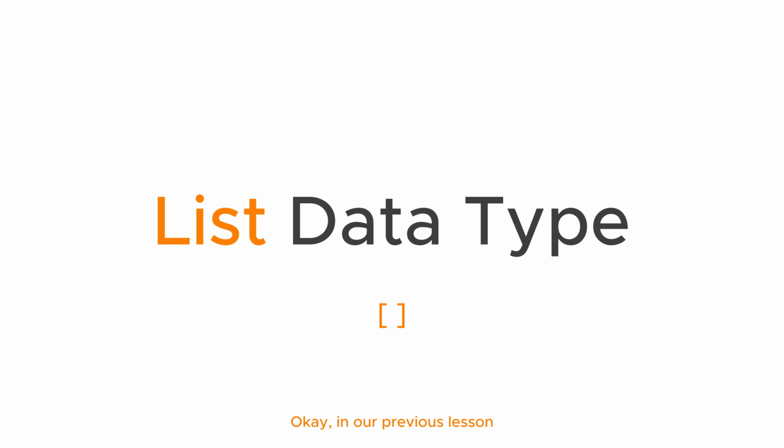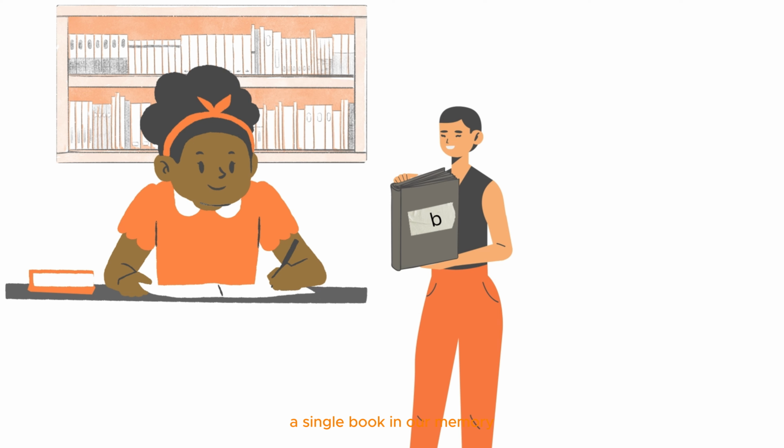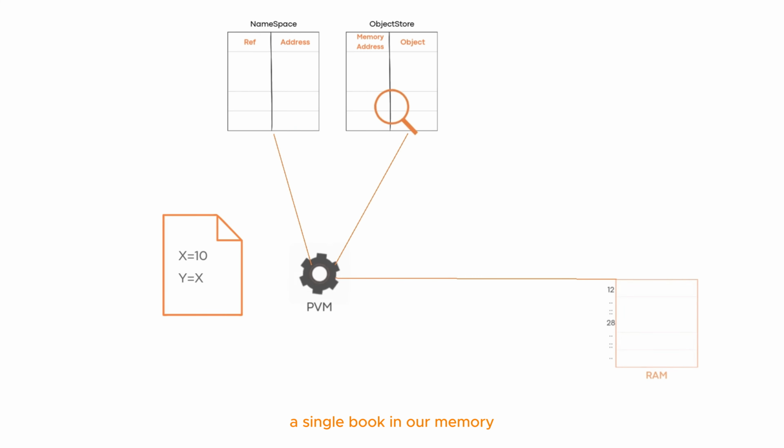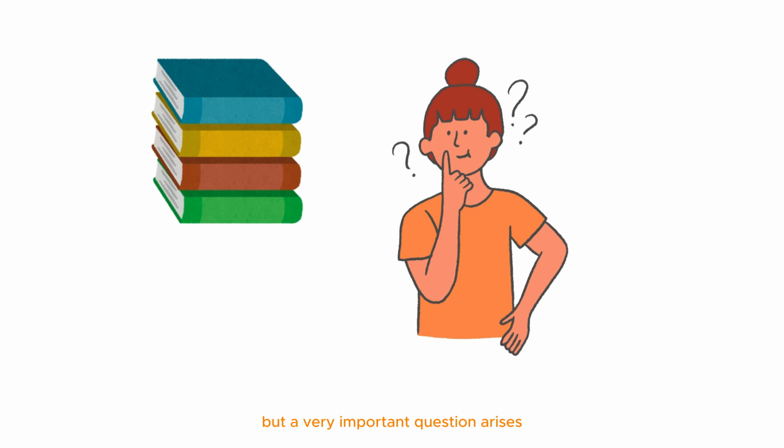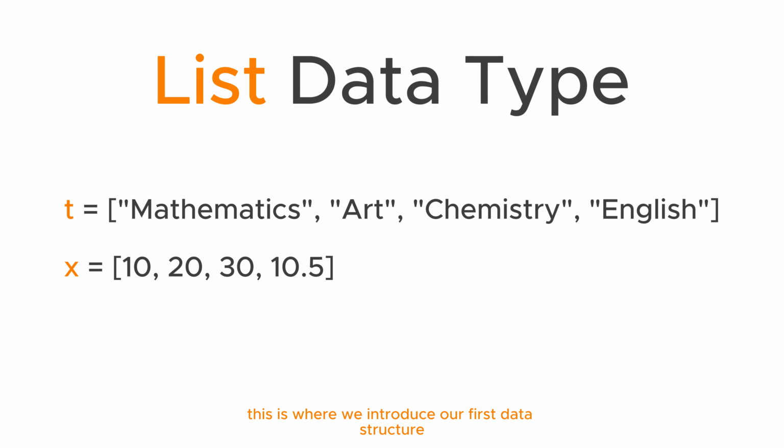Okay, in our previous lesson, we learned how to store a single piece of data, a single book, in our memory, our library. But a very important question arises. What if you want to store a collection of different items together, all under a single name? This is where we introduce our first data structure, the list.